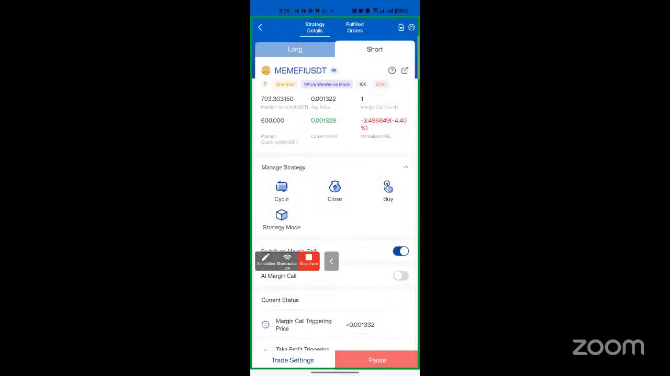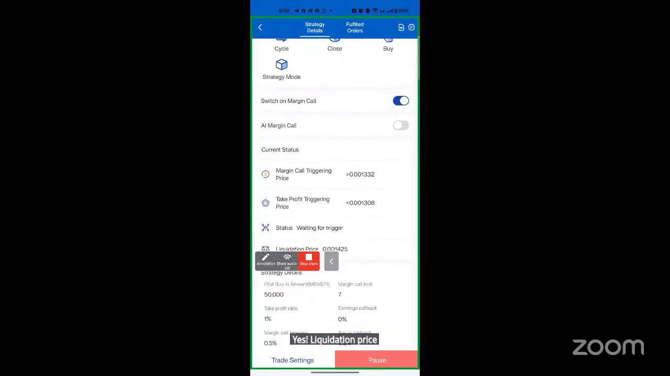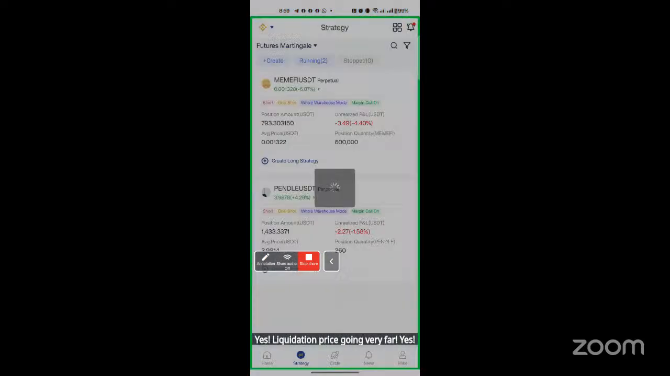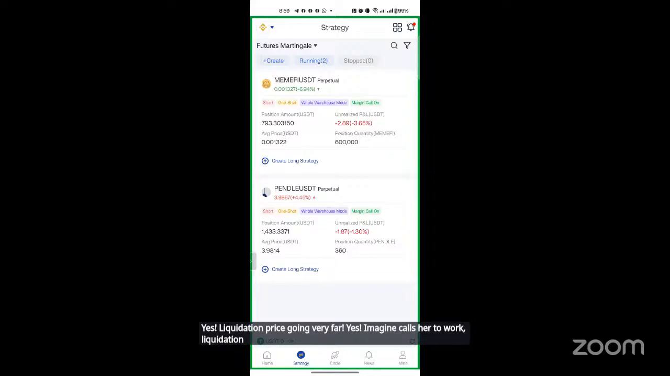Look at you. Question: are margin calls working? Yes. Is the liquidation price going very far? Yes. Margin calls at work. Liquidation going very far.